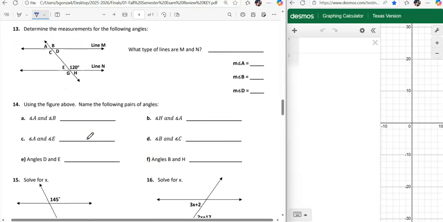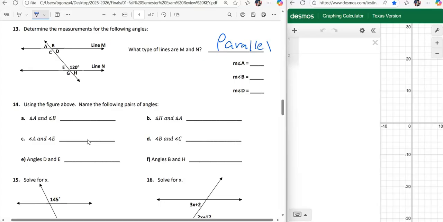All right, 13. What types of lines are M and N? Okay. Well, we call them parallel lines. Okay, we try not to just say it because it looks like it. But it's supposed to be. Okay.